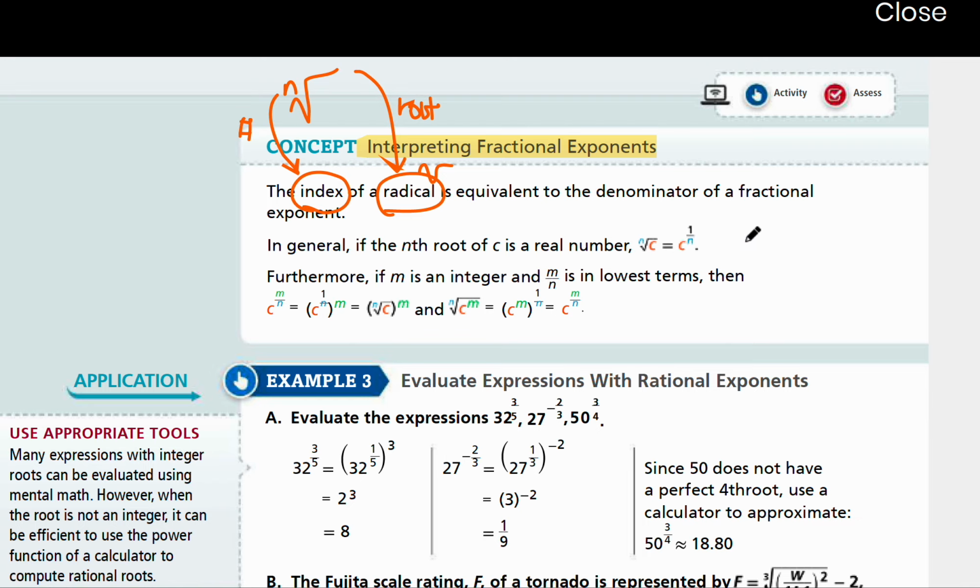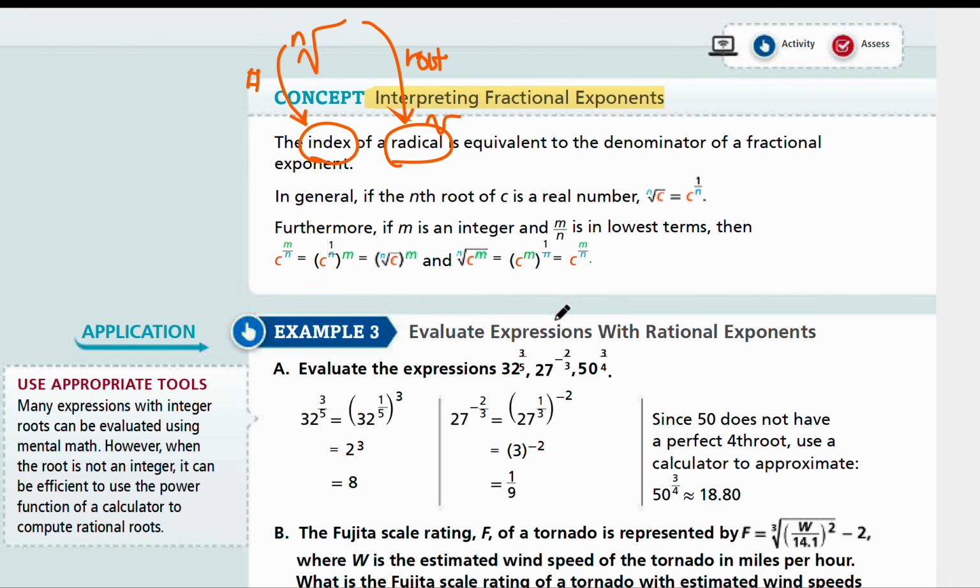So in general, the nth root of c is a real number. Furthermore, if m is an integer and m over n is in lowest terms, so if this is simplified, then you'll be able to rewrite this as c to the power of m, to the power of 1 over n, or the nth root of c to the power of m. So these are all equivalent, okay? Please keep this in mind. Let's move on to application.